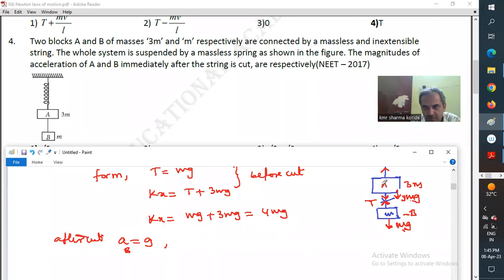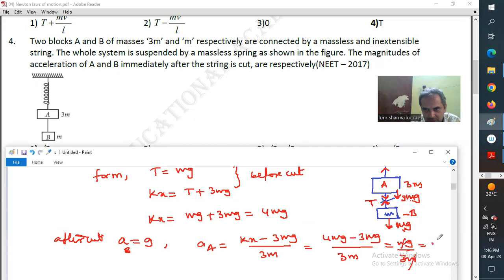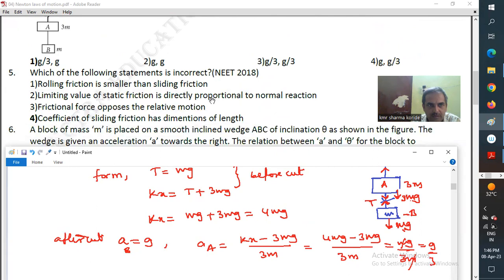Now the acceleration of block A. Here kx is 4mg, and the weight of 3mg acts downwards, so kx minus 3mg, divided by its mass, which is 3m. So kx is 4mg, minus 3mg, by 3m. Therefore this is mg by 3m. So m and m get cancelled. So the acceleration of block A is g by 3. So the first option is correct.